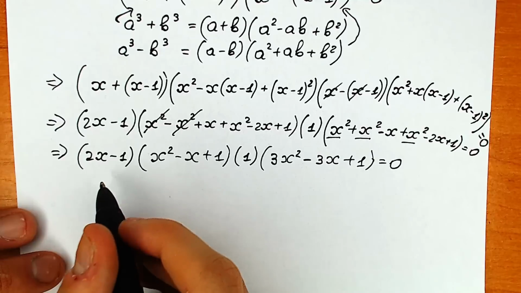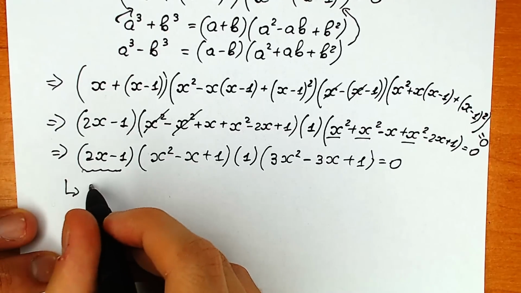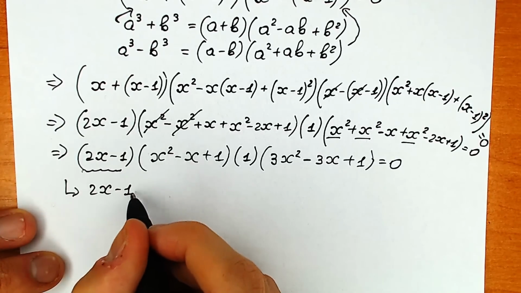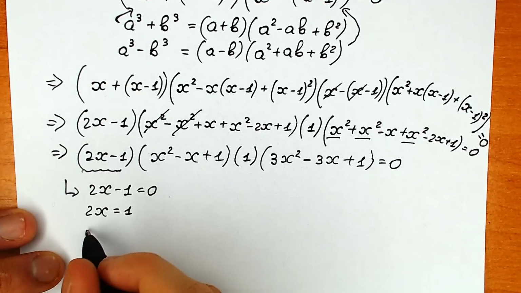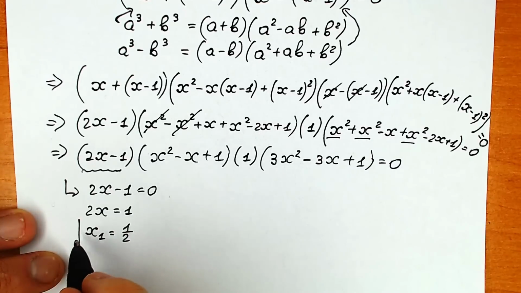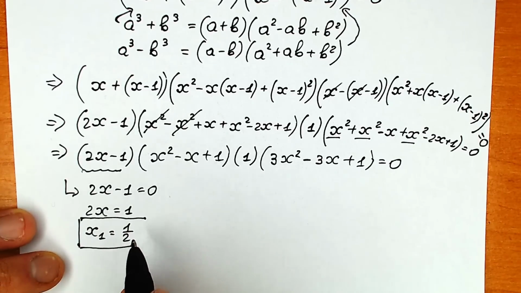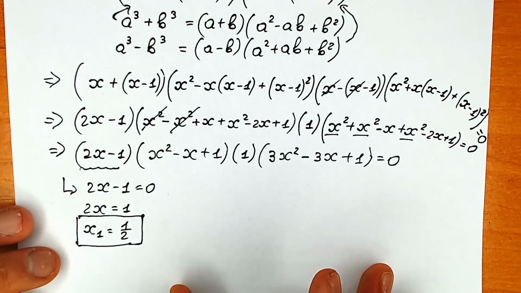So let's start, for example, with the obvious one. Let's start right here with 2x minus 1, for example, with these parentheses. So we have 2x minus 1 equal to 0. Right here we have 2x equal to 1, and x first equal to 1/2. And this is our first root. We're going to check it a little bit later, but right now let's solve another expression. Let's solve this other parenthesis.